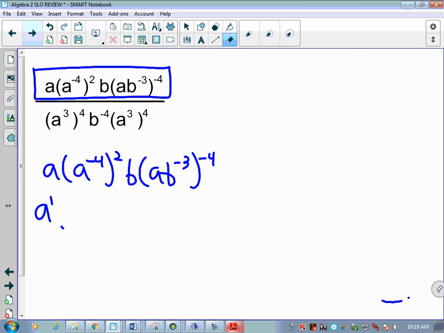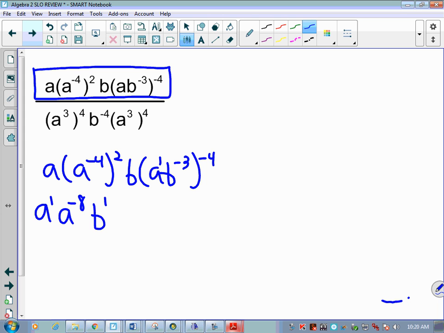So to simplify that a little bit further, I'm going to drop the parentheses altogether and just write this as a to the 1st times a to the negative 8th. That way you don't end up thinking you have to multiply exponents if one is inside parentheses and one is outside, which can be confusing. Now, this b, is it just multiplying by that? So could I just write b to the 1st there? Sure.